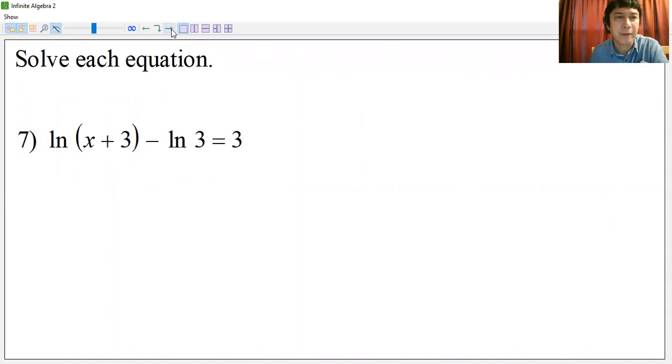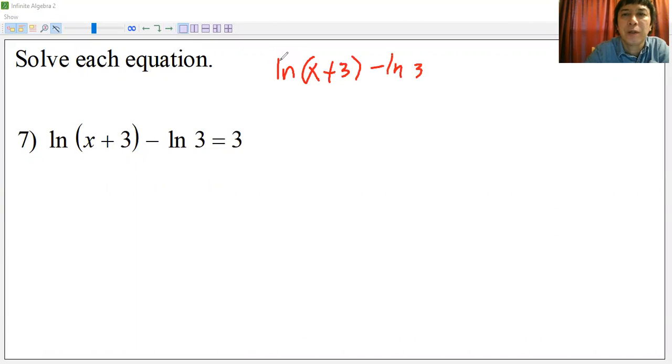Number 7. All right, here is number 7. ln(x + 3) minus ln 3 equals 3. Okay. All right, this will involve logarithms. So we shall write the problem: ln(x + 3) minus ln 3 equals 3. All right. We shall simplify the left and simplify the right such that both have the logarithms, okay?